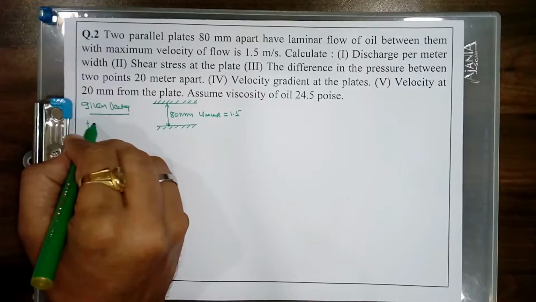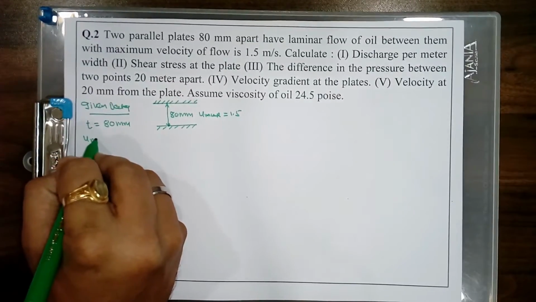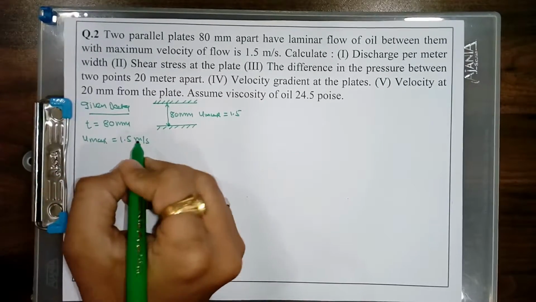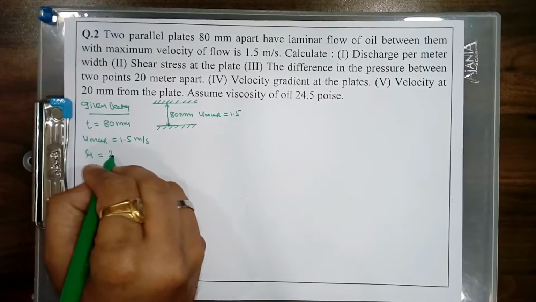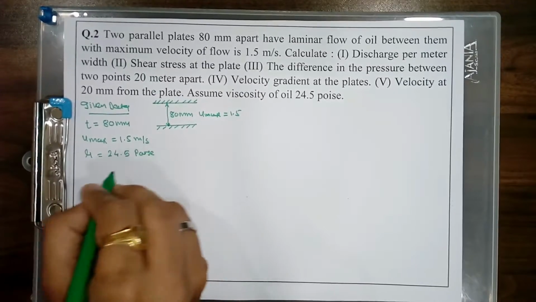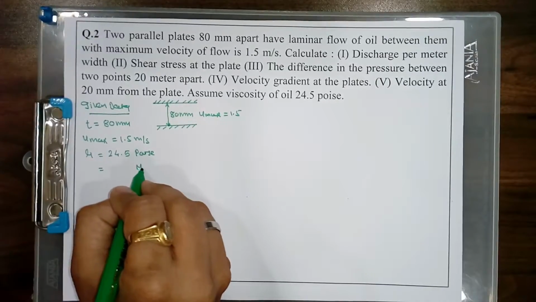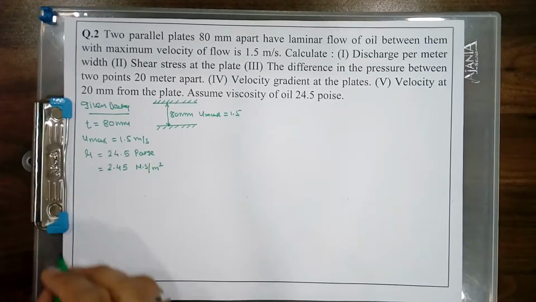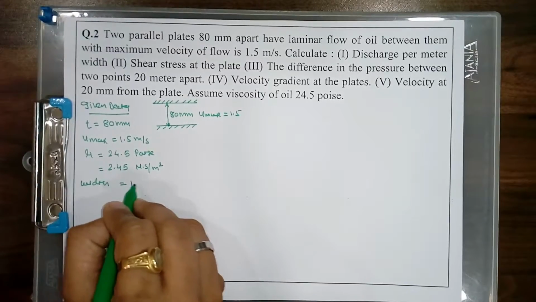Here the distance between the two plates, t, is 80 millimeter. U max is given, u max is 1.5 meter per second. Then mu is given, mu is 24.5 poise. We convert this unit of poise to Newton second per meter square, so it becomes 2.45. Width we take as a unit, so width we take as 1 unit.